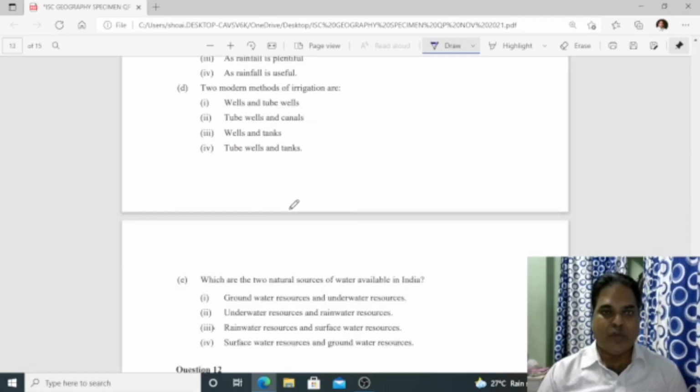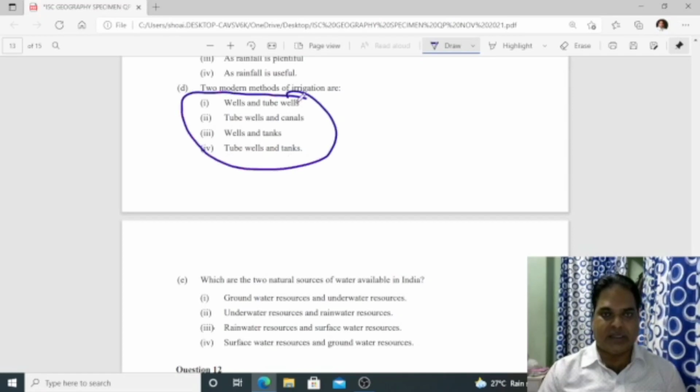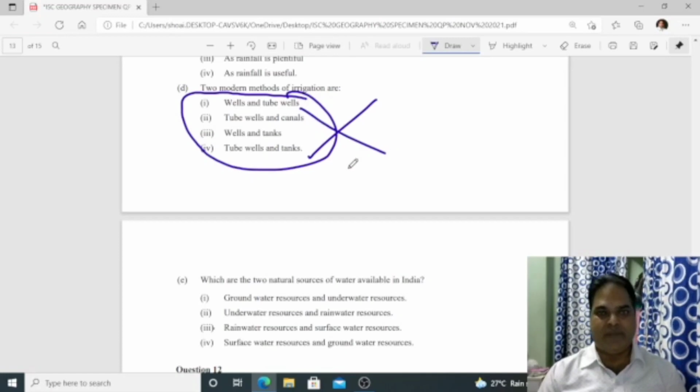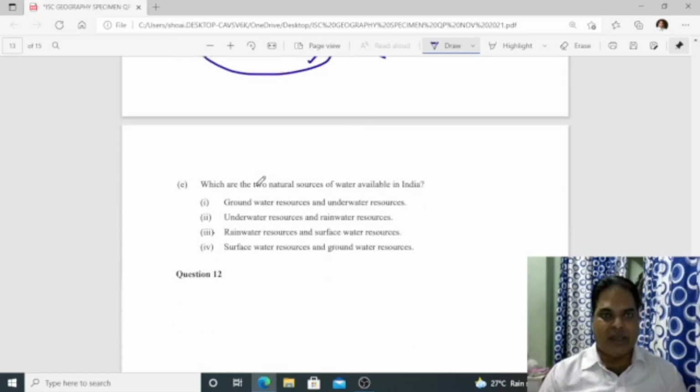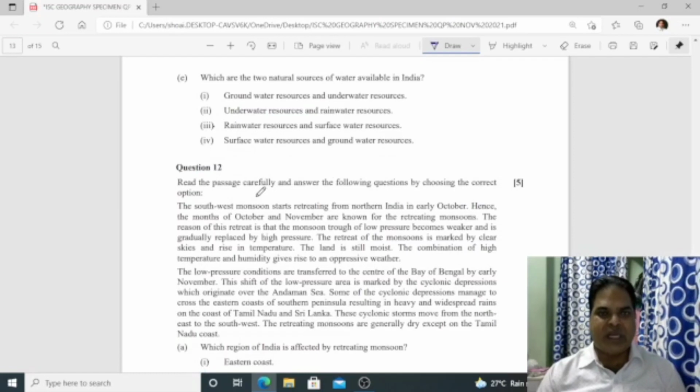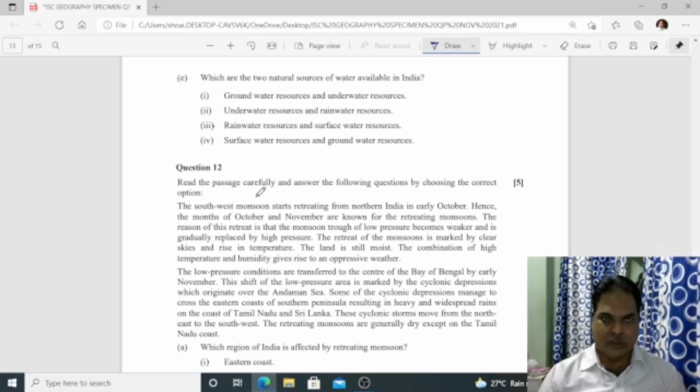Number D. Two modern methods of irrigation are: tube wells and canals, wells and tanks. So none of the options are correct. Okay, so the answer should be none of the above. Now number E. Which are the two natural sources of water available in India? Groundwater source and underwater source. Underwater source and rainwater source.